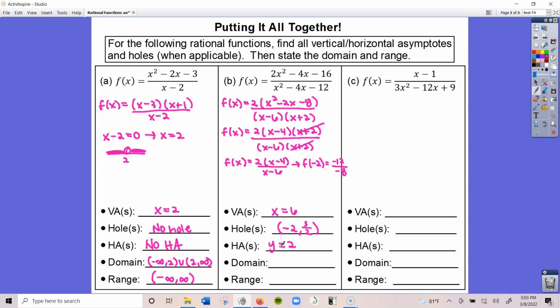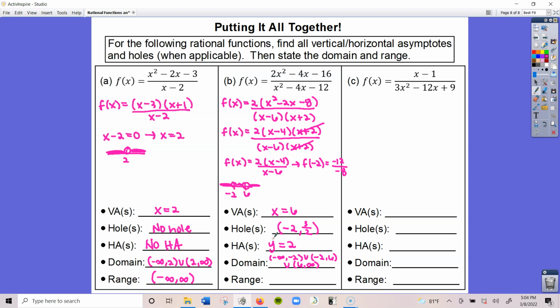Now that I have these 3 pieces of information, I am good to write out my domain and the range. My domain is restricted by both the vertical asymptote and the x value of the hole. So my x value is smaller there, so -2 and then 6. These are excluded, but all of these other numbers are okay. So my domain would be from -infinity to -2, union -2 to 6, union 6 to infinity.